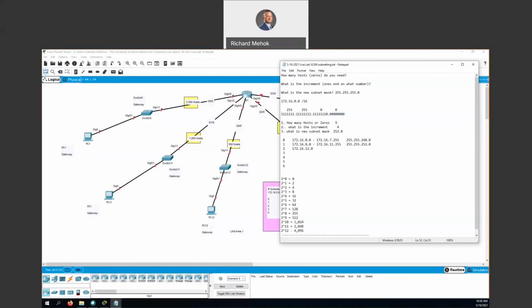We can change this to a 9. Now we got to figure out the increment. It looks like it's on the 1, 2 spot. The increment will be by 2s. And the new subnet mask will be 254. So if we go back down here, this one starts at 12. We're going to increment by 2. So this one will be 172.16.14.0.